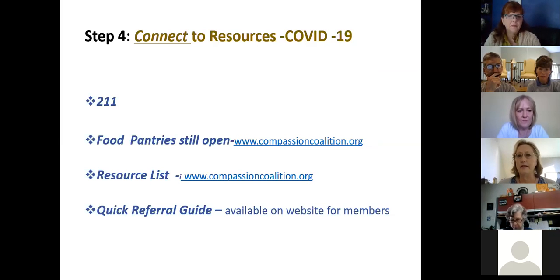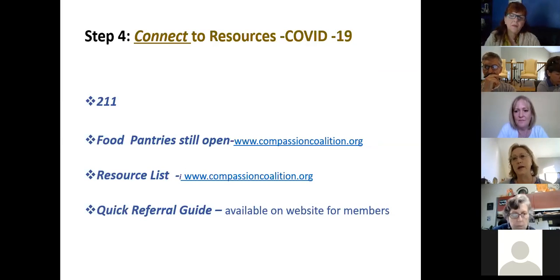Okay, so looking at resources, which is a connection piece, COVID specific, I guess is what we're going to call it. 211 has been the lead in fielding all questions about the coronavirus. So they are certainly a phenomenal resource to call. They're taking the lead in that and have had many, many calls.